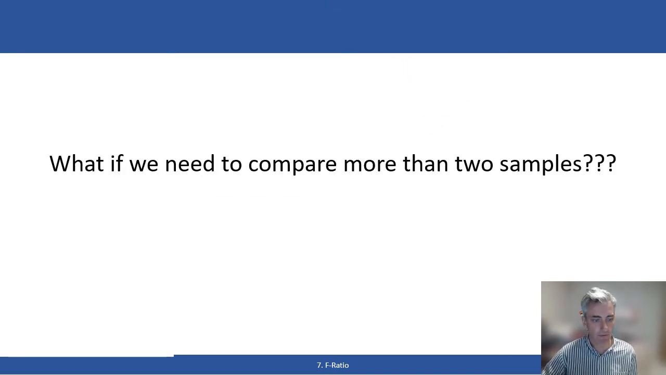But what happens if we happen to have more than 2 samples that we want to compare? In this case, it's difficult or impossible to define a ratio to find an F statistic using the method that I've just shown you. We need some other method to compare 3 or more samples.